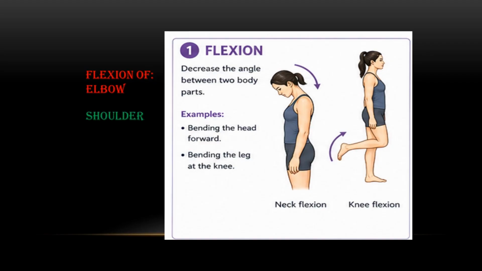Flexion of the shoulder is when the arm moves forward and the angle between the scapula and humerus is decreased. Similarly, we have flexion at the wrist joint when the palm moves towards the forearm, the angle is decreased, and it is called flexion at the wrist joint. We also have finger flexion when the fingers move towards the palm.